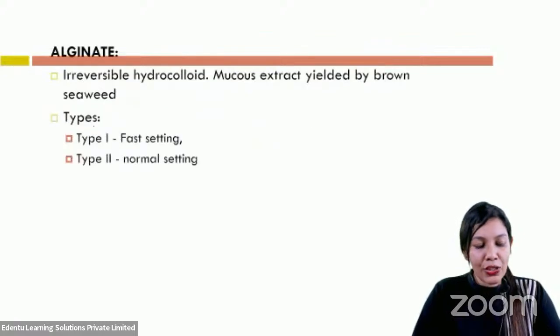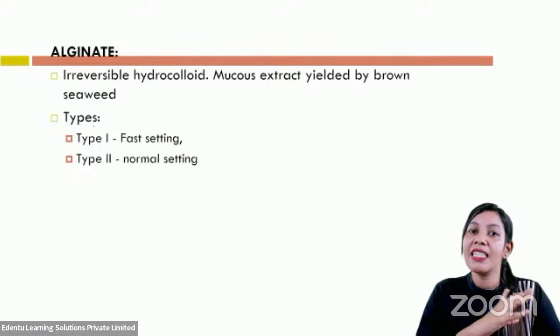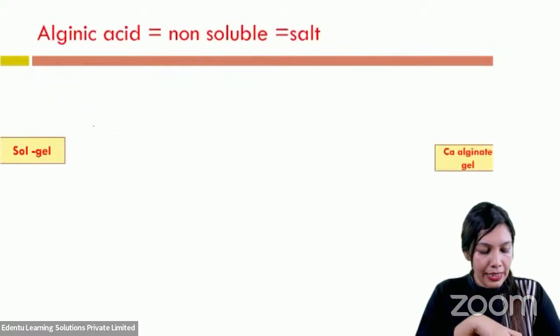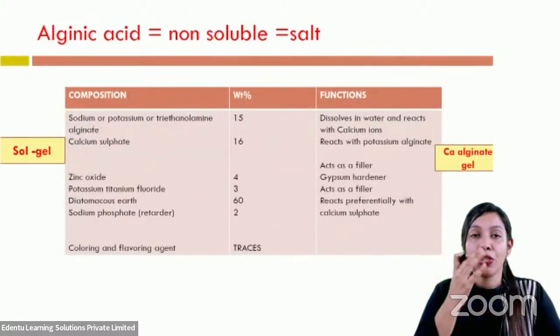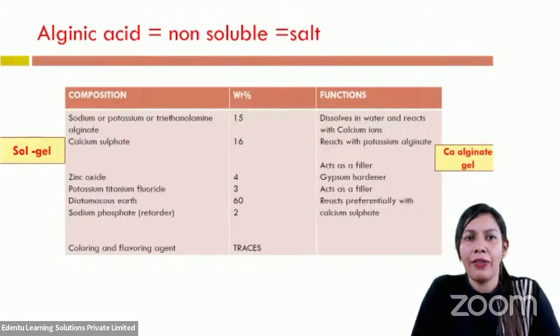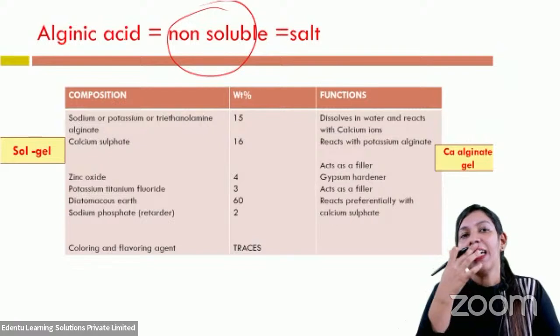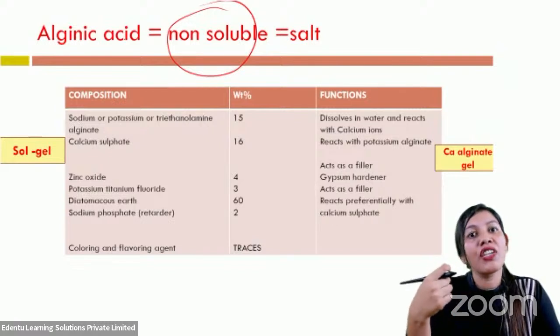So coming to alginate, alginate is again a hydrocolloid, but the difference from agar is that it is an irreversible hydrocolloid. So what is the composition of alginate? Alginate is also taken from a seaweed in the form of alginic acid. The problem with alginic acid was that it was non-soluble. So for taking impression, it should be soluble.